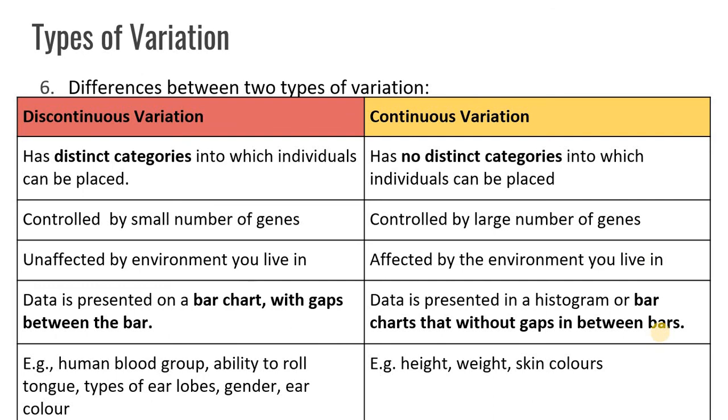So that's it for chapter 4.3. Let's do a recap. We have learned about continuous variation and discontinuous variation. That's the end of chapter 4.